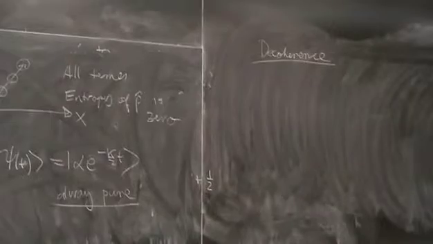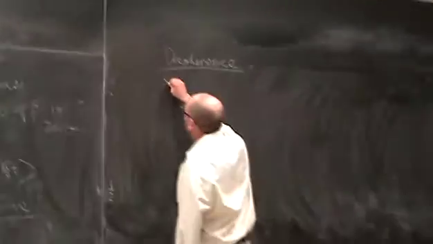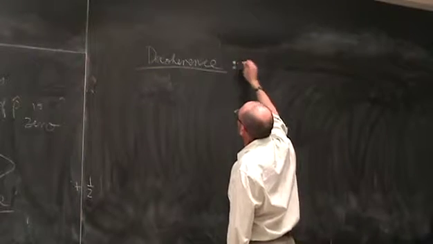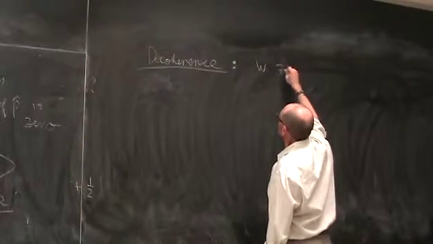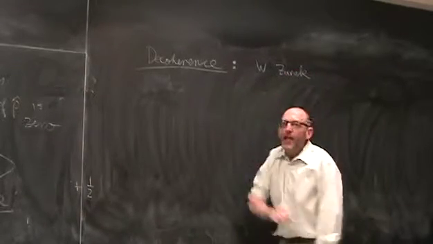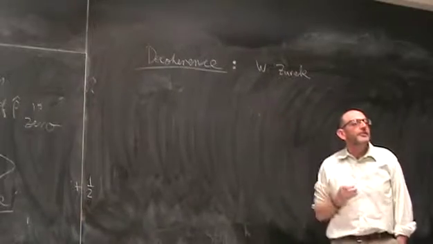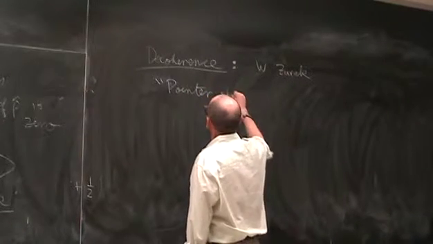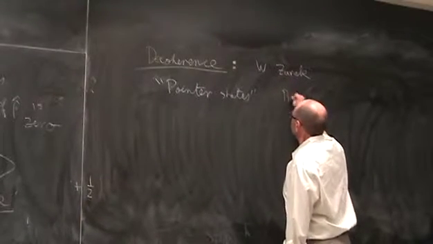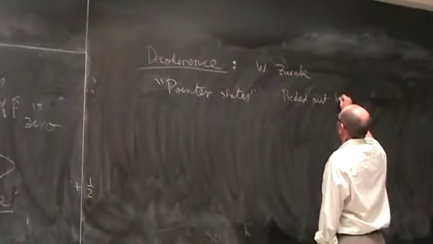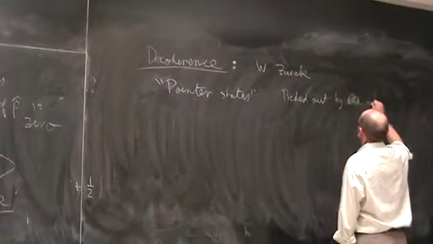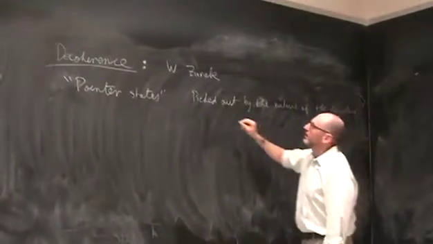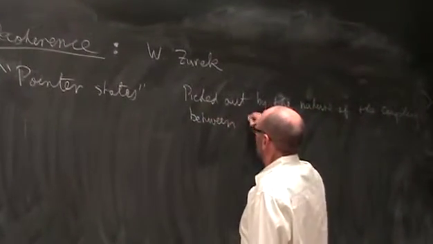One thing we learn immediately from this result is the idea of what's called... So decoherence was something that was particularly analyzed and studied by Wojciech Zurek. And one of the ideas that came out of Wojciech's decoherence program was the idea of what we call the pointer states. Those are states that are picked out by the nature of the coupling between the system and the environment.